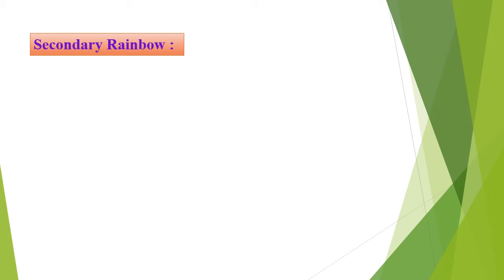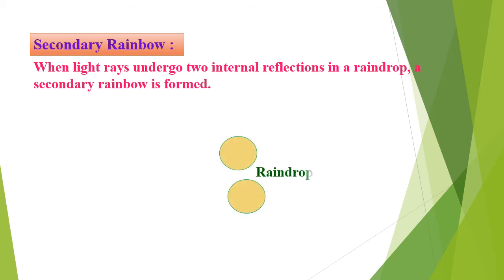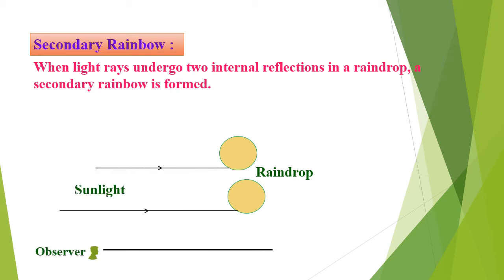Now the secondary rainbow. What happens if the violet appears at the top and red appears at the bottom? That case also comes. How is it taking place? When a light ray undergoes 2 internal reflections in a raindrop, a secondary rainbow is formed. Instead of one reflection, if 2 reflections take place inside the droplet, it gives rise to the secondary rainbow. So like this, rain droplets we have taken. This is the direction, that is the earth surface. The observer is here on the earth, the sunlight enters like this and it will be refracted and dispersed.